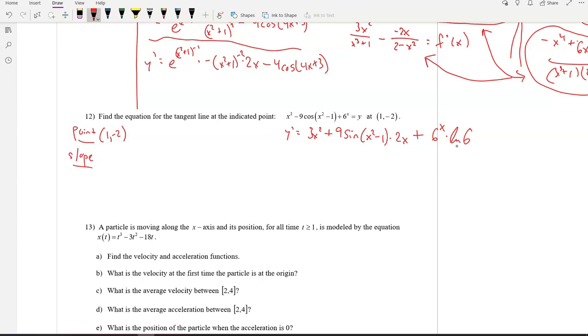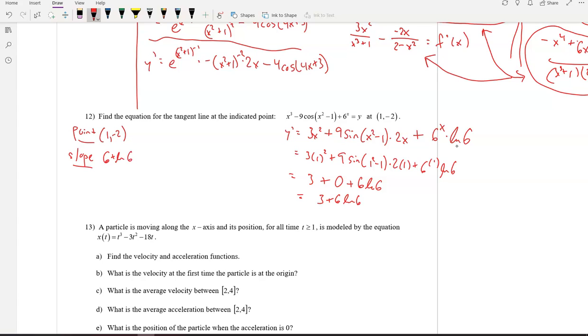So anyway, now we'll plug in the 1. This becomes 3, and then 1 squared minus 1 is 0. Sine of 0 is 0, times 9 is 0, times 2 is still 0, so we just get a 0 there. And then 6 natural log of 6. So our slope, oddly enough, is 3 plus 6 ln 6. That's our slope.